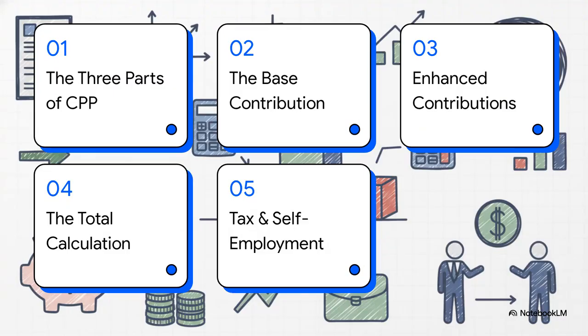Here's our game plan. First, we're going to break the CPP down into its three main pieces. Then, we'll build the whole calculation up, step by step, looking at the old base part and the new enhanced layers. And once we have our final number, we'll get into the really key stuff: how it's treated on your tax return, and the special rules for anyone who's self-employed.